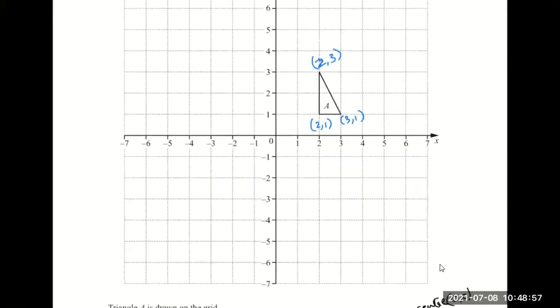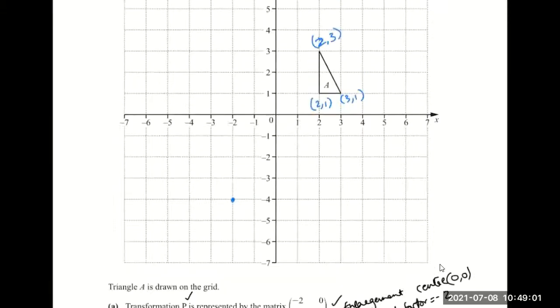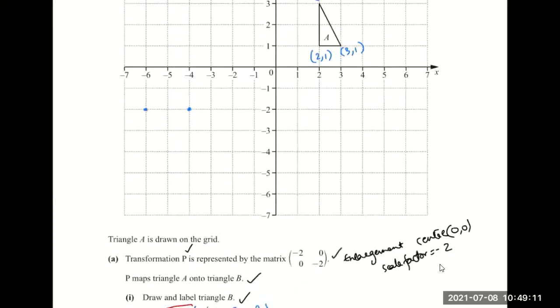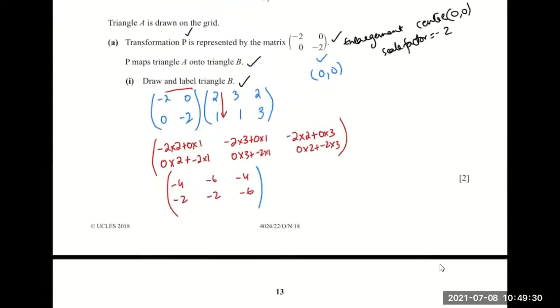-4 and -2 is here. -6 and -2 is here. And -4 and -6 is here. You see, it's an enlargement. Since the scale factor was negative, I can imagine that the center is between this and this, so that's the center. Whenever you have a matrix, the center has to be 0, 0. Otherwise, the matrix cannot be constructed.